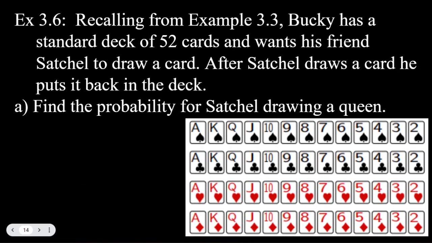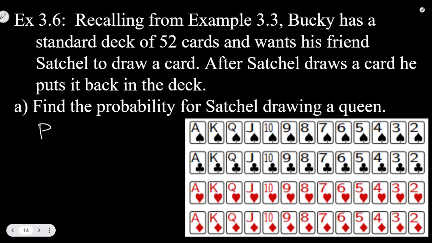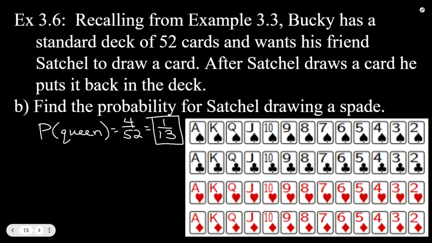Back to example 3.3. Bucky has his standard deck of 52 cards and wants his friend Satchel to draw a card. After Satchel draws a card, he puts it back into the deck. Find the probability for Satchel drawing a queen. Well, we just did that a couple examples ago. The probability of drawing a queen, since there were 4 queens, was 4 out of the total of 52, which reduced to 1 over 13. So that is our answer for part A. I'm going to leave that up here because I think we're going to come back to it.